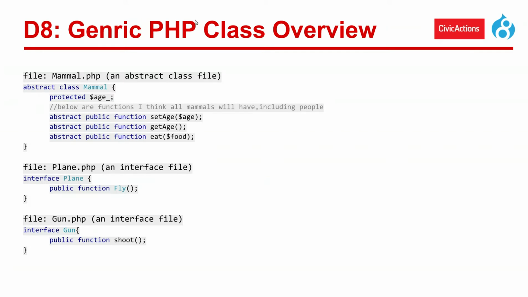This first file, let's say it's called YAML PHP. It has a couple of abstract functions in it, so you know they must be used. This is an abstract class offering 3 abstract functions. Now here's an interface called plain and an interface called gun. They have 2 functions in there. If you implement these interfaces, you must use these 2 functions. Now these are all in their separate files, and class files are usually named exactly like the class is named.